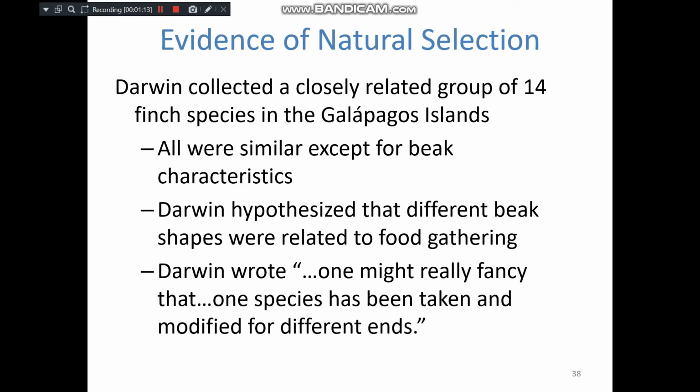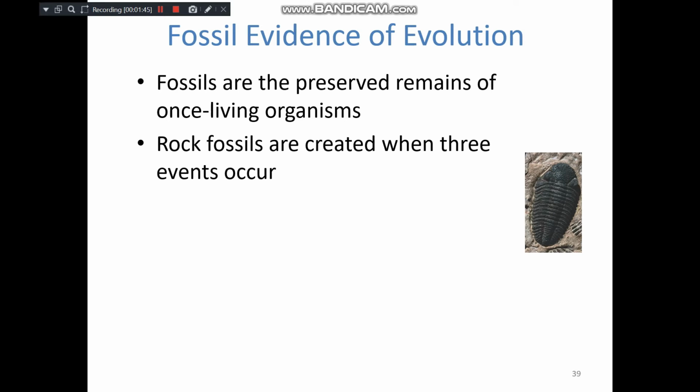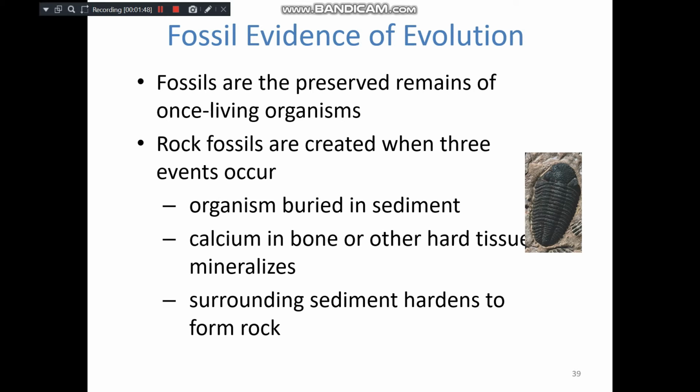So even if you want to know the evidence for natural selection itself, forget about the entire evolution. Darwin himself closely collected 14 finch species of the Galapagos Islands, where they were all similar except in the beak characteristics. And he correlated it with the hypothesis that different beak shapes are related to their feeding activity. And even their ancestors are also available in the form of fossil records. And these fossils are preserved remains of once-living organisms.